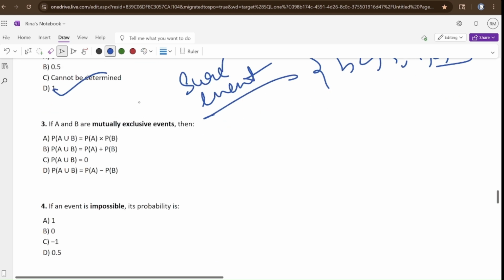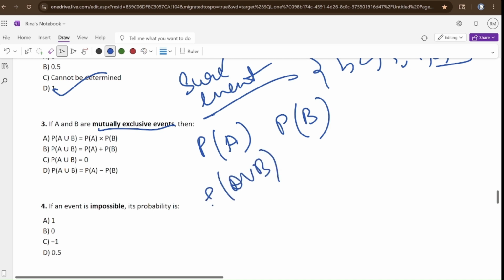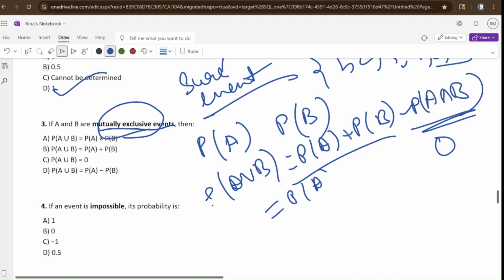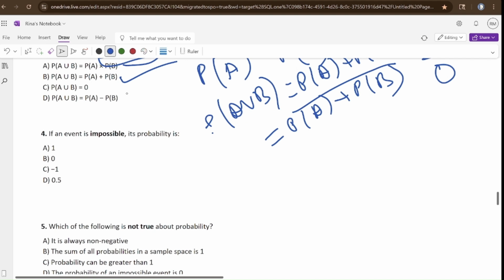Fine. Second question. If A and B are mutually exclusive, that means one doesn't depend on the other, right? So the answer will be P of A union B equals P(A) plus P(B) minus P(A intersection B). This is the formula you know. Mutually exclusive event means this is simply 0. So the answer will be P(A) plus P(B).